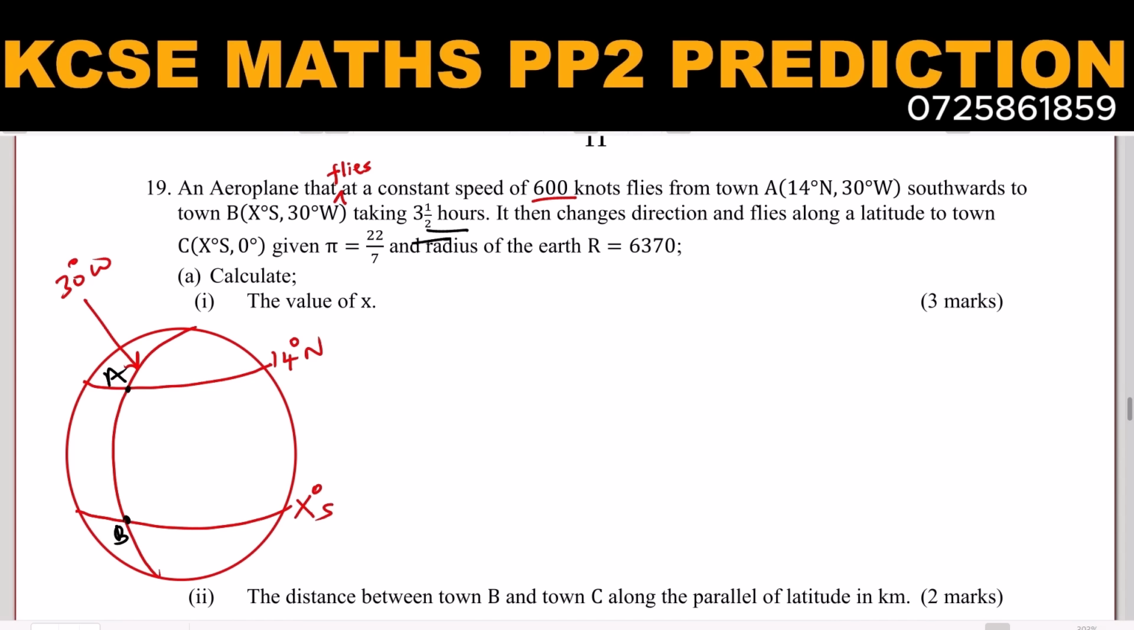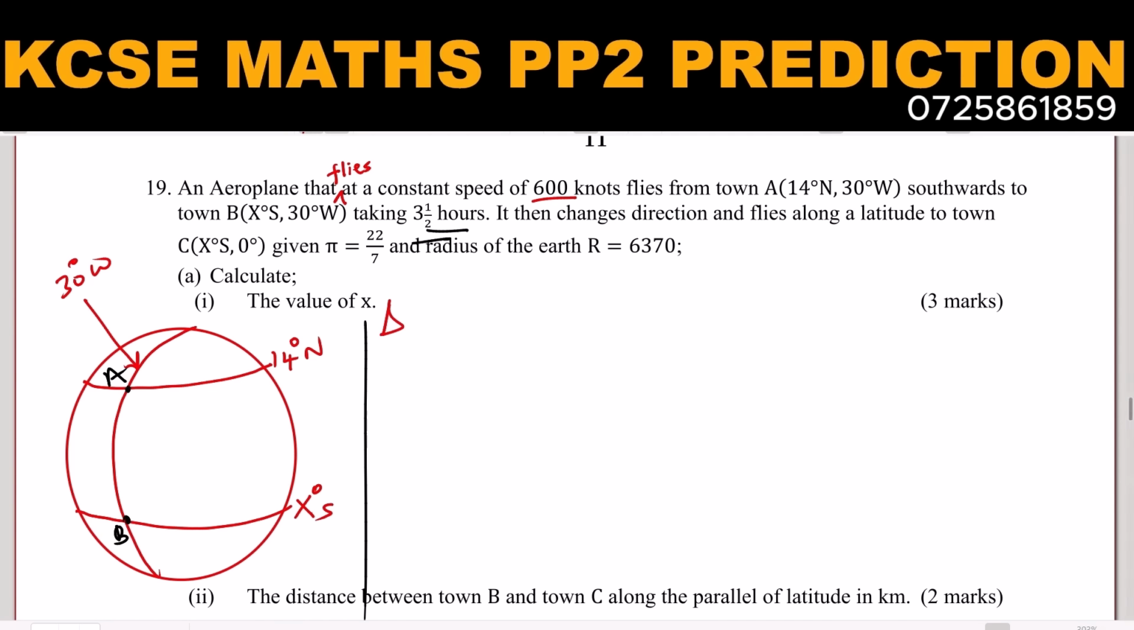So you have the distance, and the time taken is given, which is 3.5 hours. You're supposed to find the value of x. With the speed and the time given, and also having the position of A given in latitude and longitude, it is possible to find x, that is the latitude of B. So the first thing that will help us is getting the distance, because we have the speed in knots and the time in hours taken by this aeroplane.